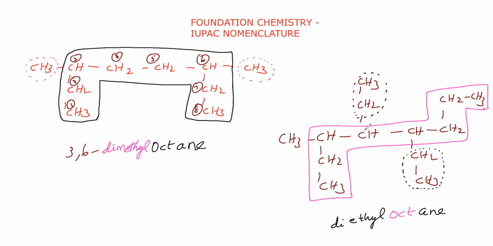Now, this ethyl group position we have to say. For that, we have to give numbering. How to give numbering? From which side shall we start? Suppose we are starting like this. We are giving numbering like this. If we give numbering like this, then the position of this ethyl group is 4. The position of this ethyl group is 5. Therefore, 4, 5. If we give from this side, then 1, 2, 3, 4, then also 4, 5 only is coming. So, any side we can give numbering.